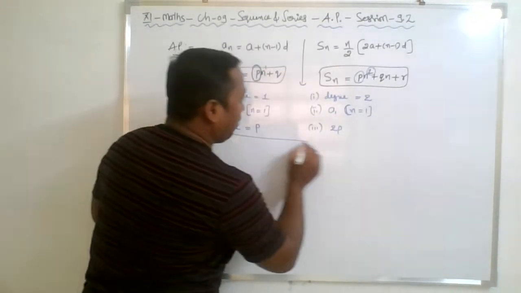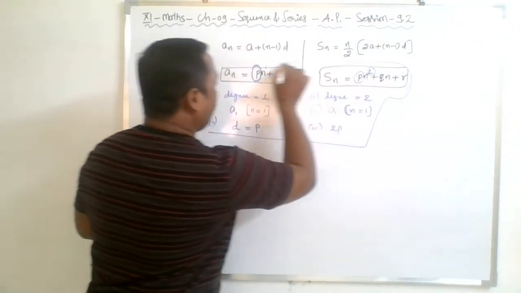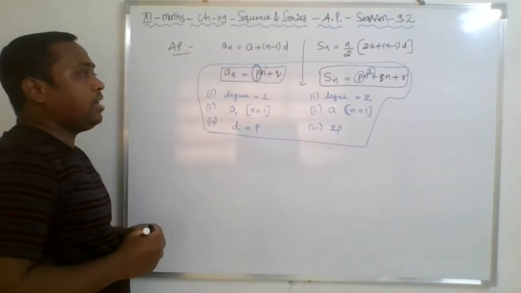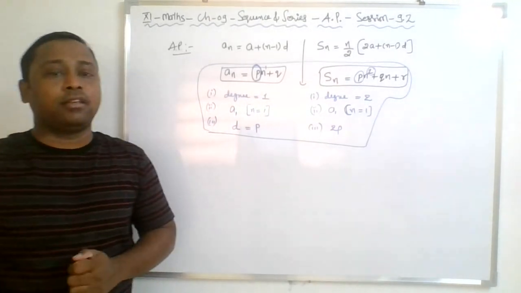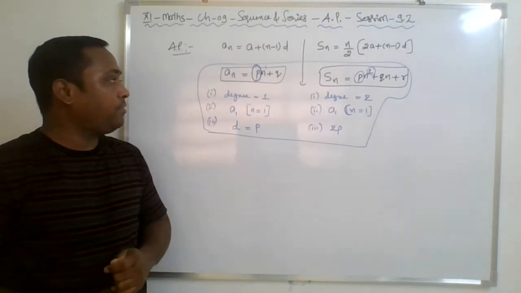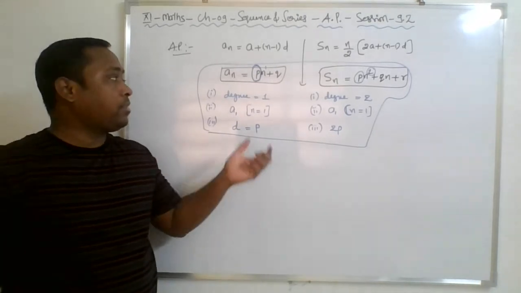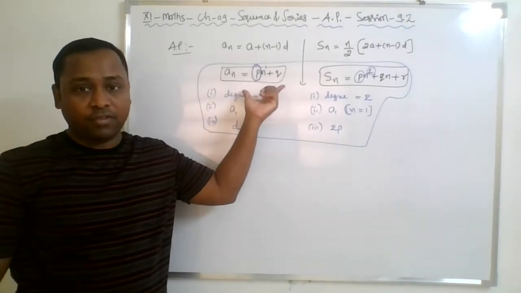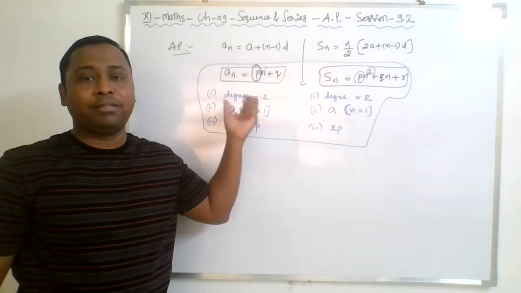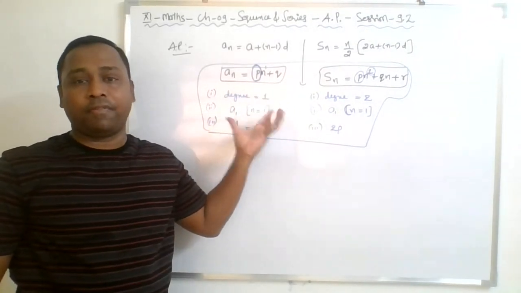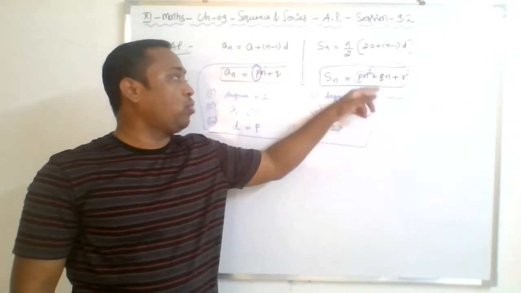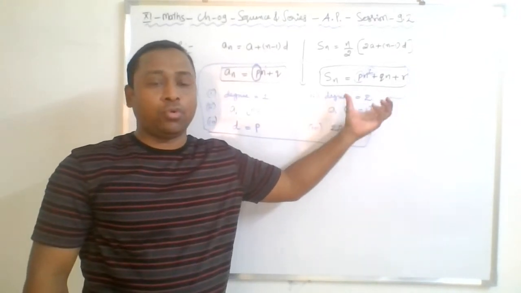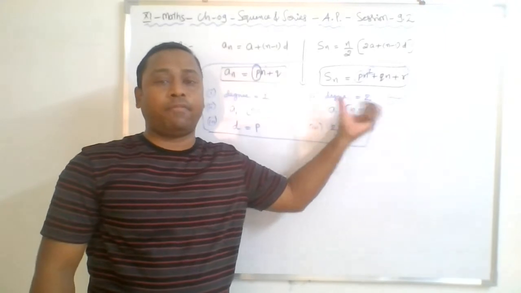So these are the 3 points you may remember when the nth term formula and Sn formula are given to you. First identify the degree of the formula which is given. If the degree is 1, it shows the nth term formula of an AP. Degree 2 means it shows the Sn formula of an AP.